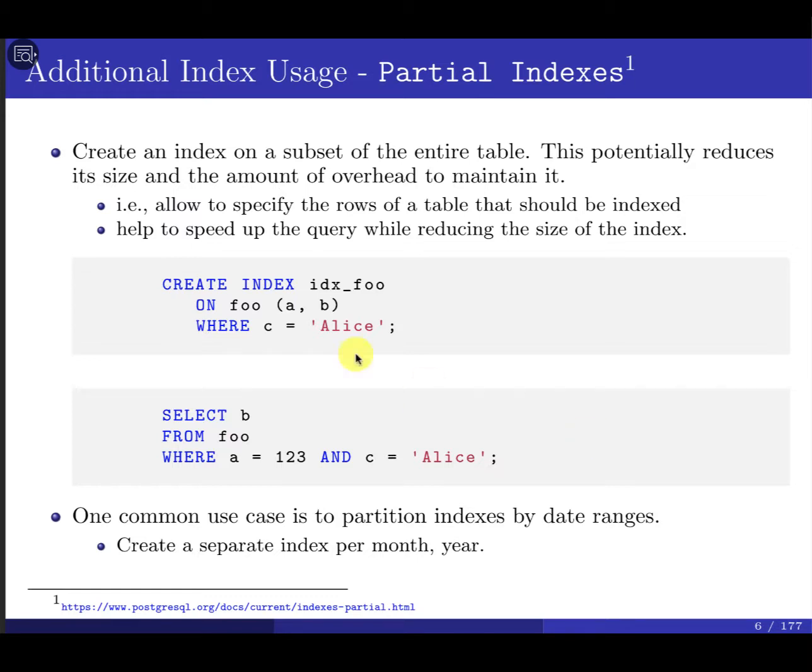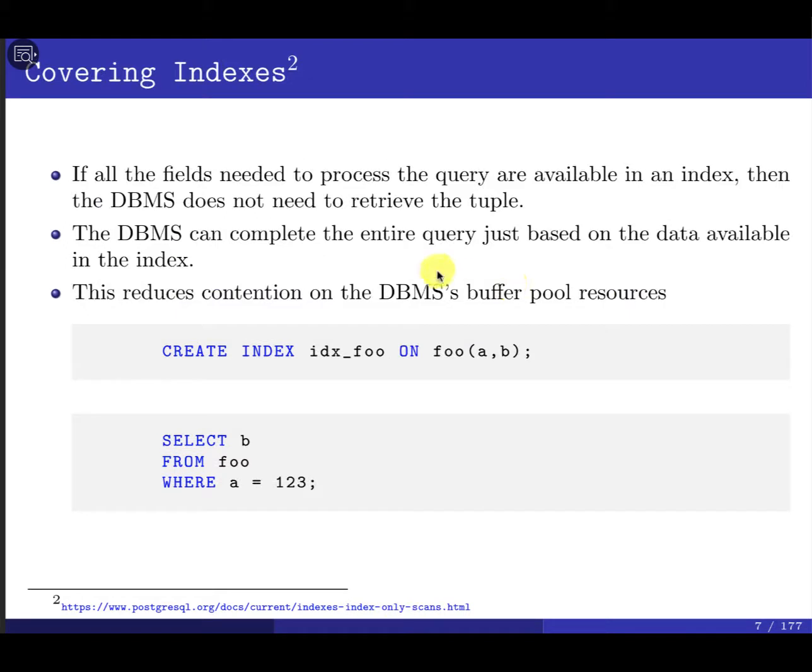Right? Because why would you need to access the data? Why would you need to go and access the actual data while I'm still able to answer the query based on the index? That's what we call covering indexing. So in this case, I can build my index on whatever values, A and B or whatever. Then the system will check if all the information that you need can be retrieved from the index. This is what we call a covering index.